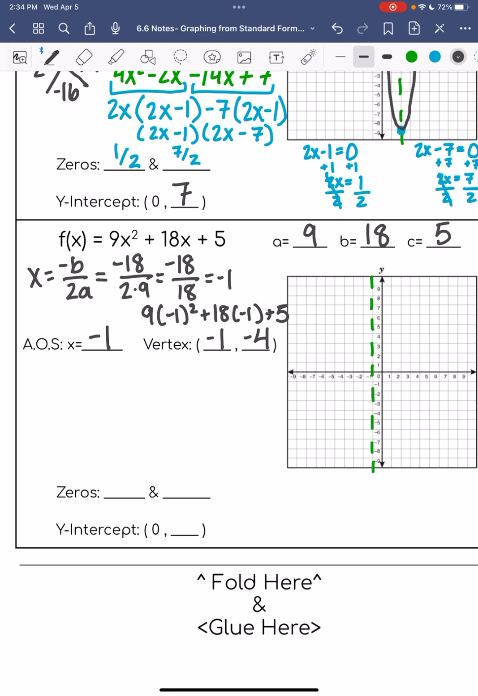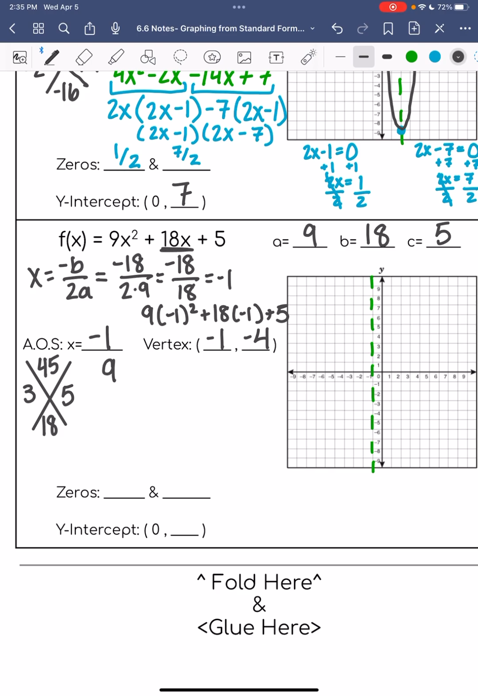Next thing I need to do is my magic x. So for my magic x, on the top of it, I'm going to do a times c. So a times c is 9 times 5, which is 45. And in the bottom, I put my b value, which is 18. Numbers that multiply together to be 45 and add together to be 18 are 3 and 5. So I'm going to be splitting up this middle term here with that 3 and 5.